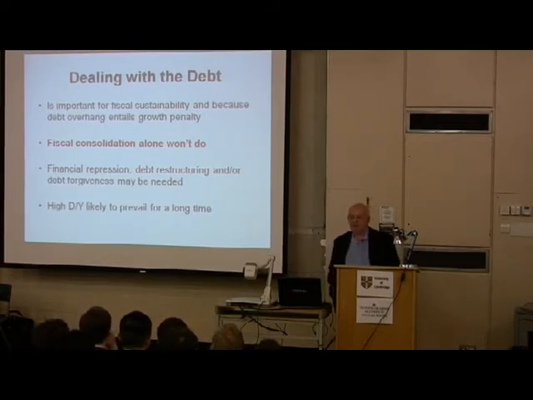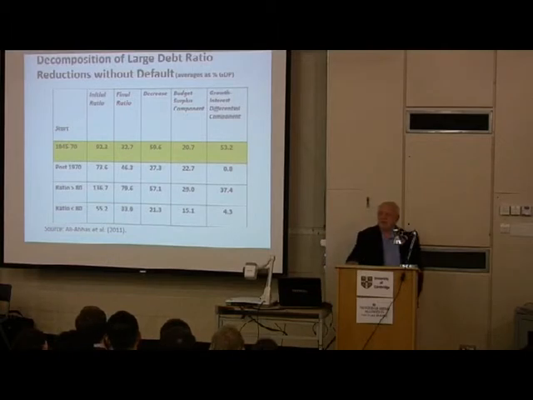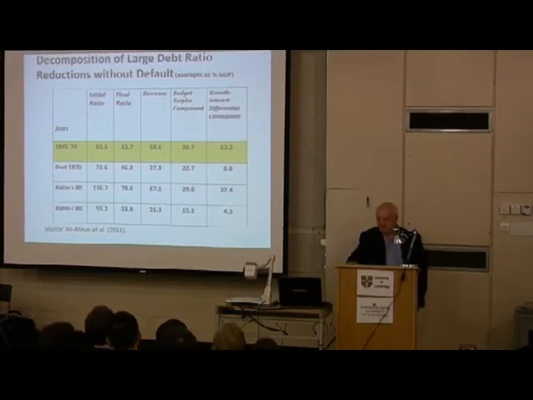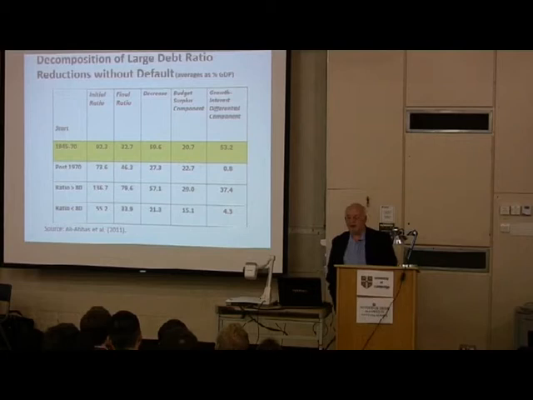History suggests that you might need rather more than that. Aside from just running surpluses, and if you do the arithmetic, the surpluses required to get the debt down to a safe level are pretty horrendous, some combination of financial repression or debt relief through restructuring or forgiveness is likely to be needed. Here's what happened after World War II, just to get your ideas focused, and here's what's tended to happen when big debt ratio reductions have been achieved without default.